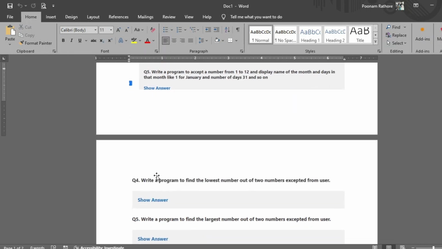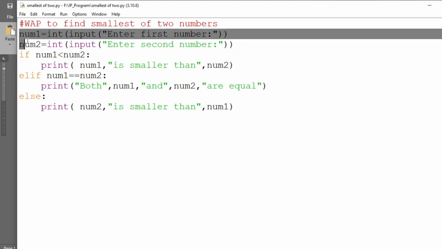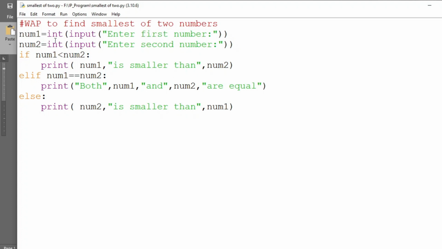Okay, the next question is, we have to accept two numbers from the user and find out which is the lowest number and tell the user that this is the lowest number. So again, we have to get two numbers. So I have two variables, num1 and num2. Right, enter the first number, enter the second number.